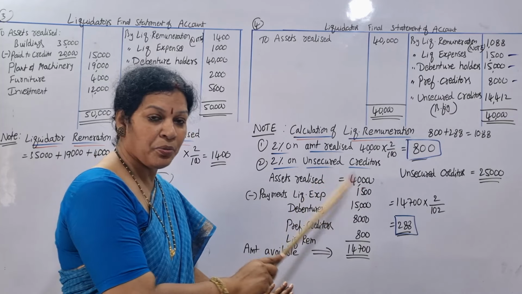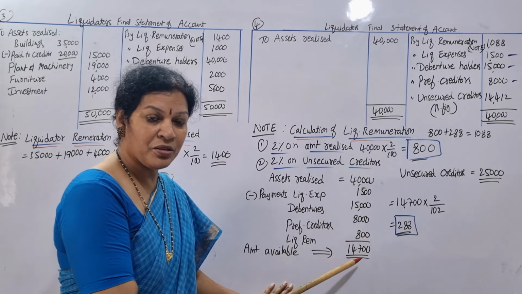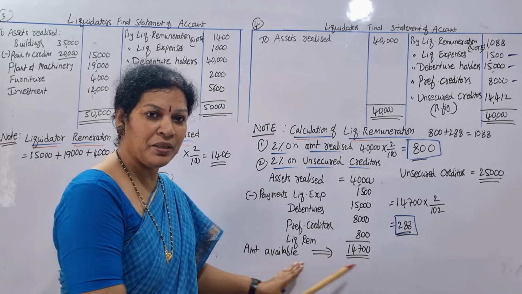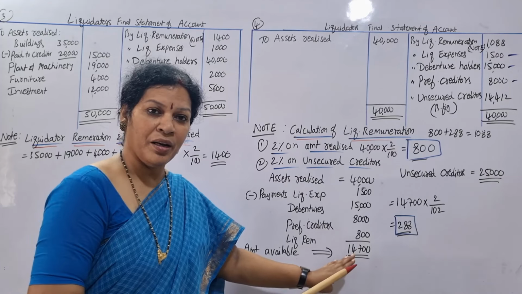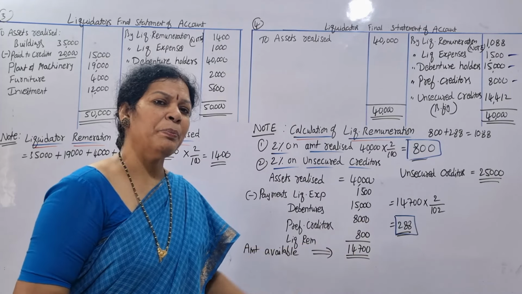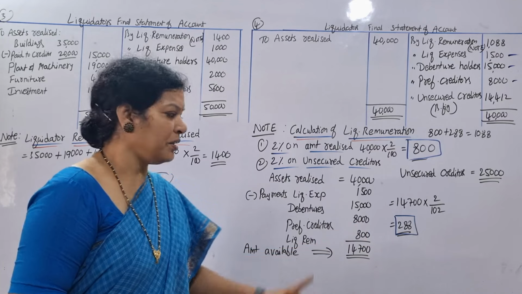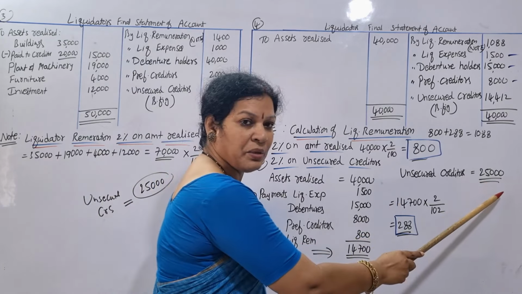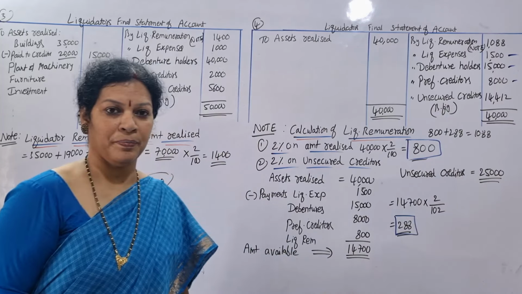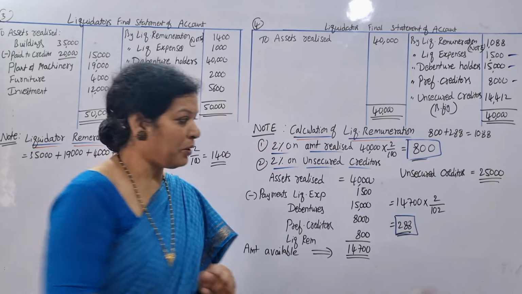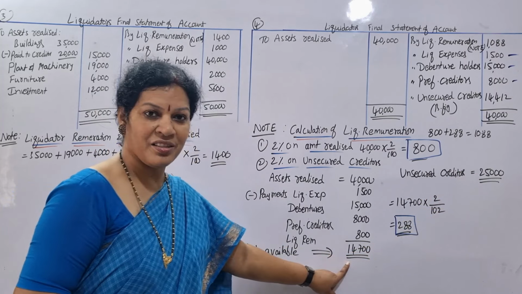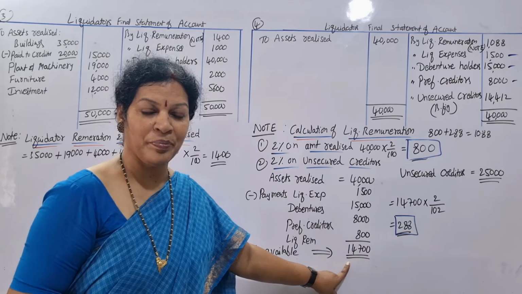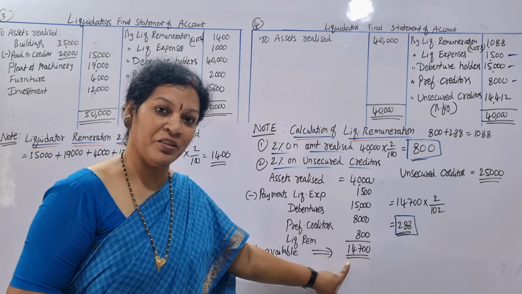Actually the realized amount is 40,000. We made all these payments. After making the payments, we have this much amount left, 14,700. Now, what is the amount to be paid to the unsecured creditors? It is given in the problem, 25,000. We have to make payment of 25,000. But what is the amount available? Less. Insufficient. Whenever insufficient, there is a formula.